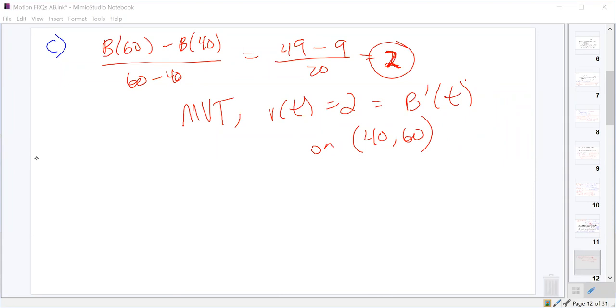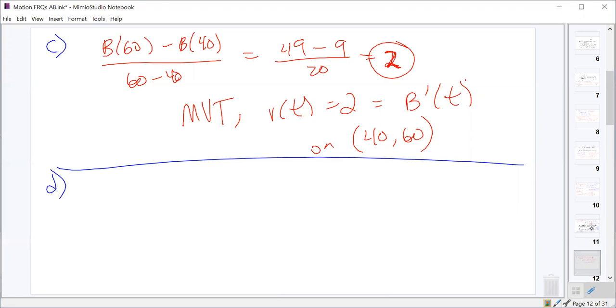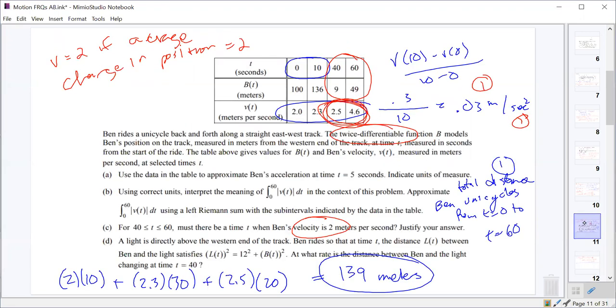It makes sense. All right. D. So we have a light directly above the western end of the track, and he rides so that at time t, the distance between the light and Ben is given by this equation. L of t squared equals 12 squared plus b of t squared. We want to know at what rate is the distance between Ben and the light changing at t equals 40.